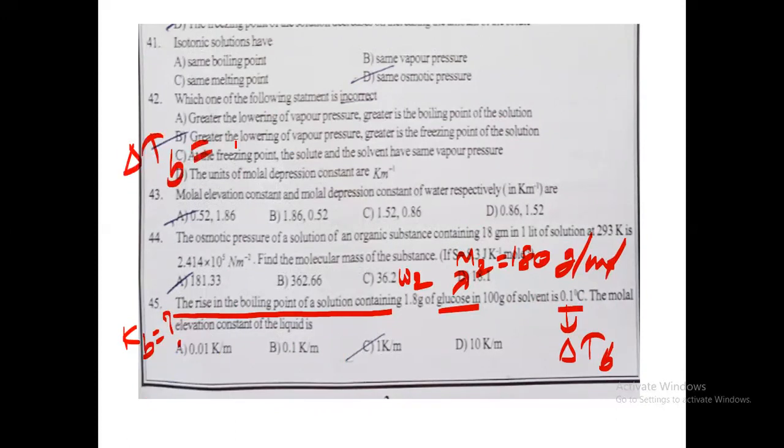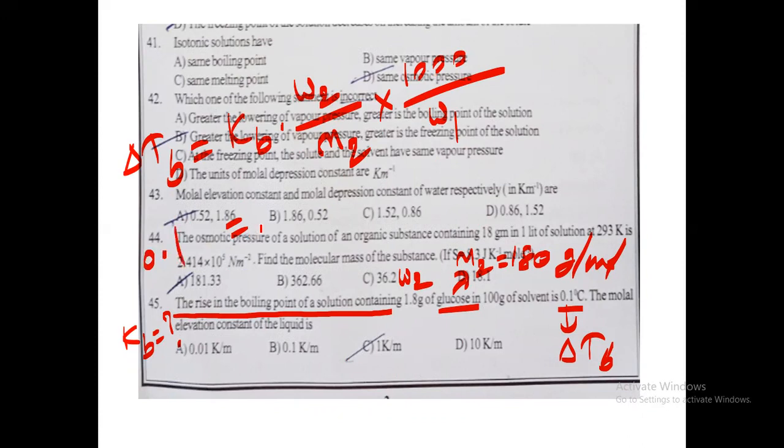Delta Tb is equal to Kb into molality. Molality formula: weight of solute by gram molecular weight of solute into 1000 by weight of solvent. Delta Tb is given as 0.1, and the Kb value we have to calculate. Weight of solute is given as 1.8 grams, gram molecular weight of solute is 180, into 1000 by weight of solvent. W1 here is 100 grams of solvent. So 100 grams.